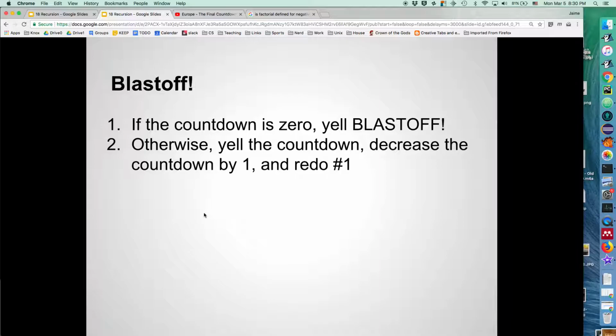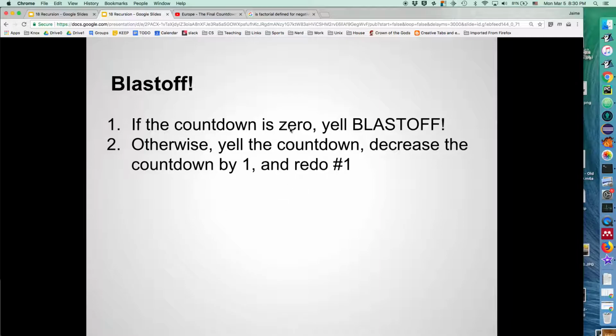Let's start with blast off. So we're counting down until we get to yell blast off because the rocket takes off. So we start with some number to count down with, say, I don't know, 5. So if the countdown's 0, you're going to yell blast off. If the countdown's not 0, yell the countdown, for example, 5! Then decrease the countdown by 1, so decrease it to 4, and then start over.